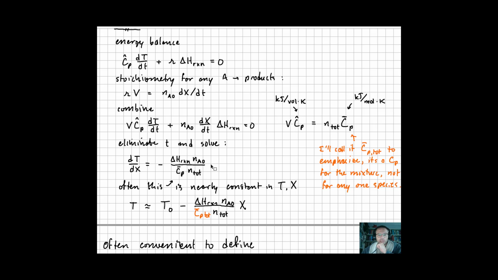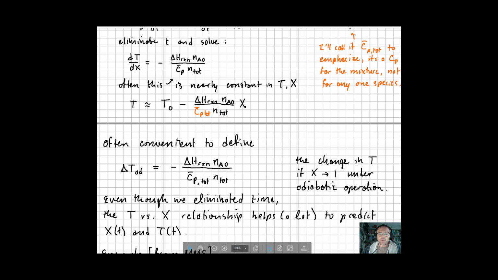If this thing is roughly constant, then we can integrate that directly and get T is approximately equal to the initial temperature minus that constant, which has units of temperature. If you go through and look at this, the units of temperature pop out of the heat capacity in the bottom. So this is basically a temperature here, and then you multiply this temperature by X. What is the physical significance of that temperature? Well, it is the temperature that an adiabatic reactor would reach if it was able to go all the way to 100% completion. So this is the adiabatic reaction temperature, and it's just that coefficient in this formula.